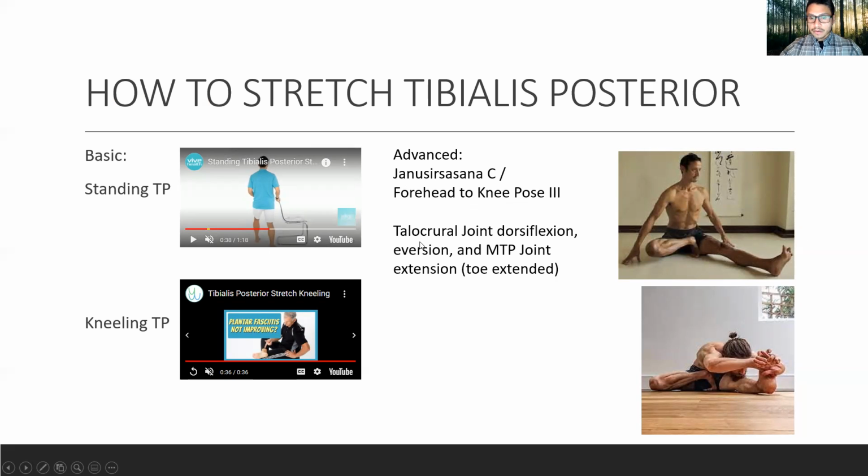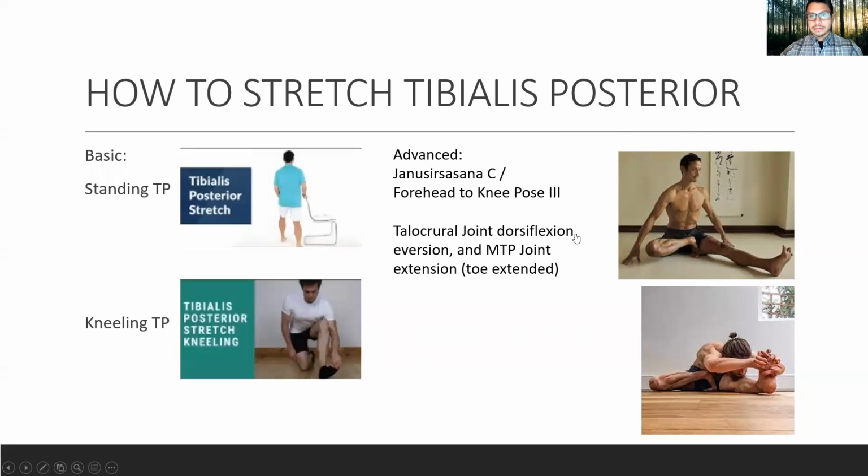So following the description in the book, the talocrural joint is in dorsiflexion and eversion, and the metatarsophalangeal joint is in extension. And this will actively stretch the tibialis posterior.